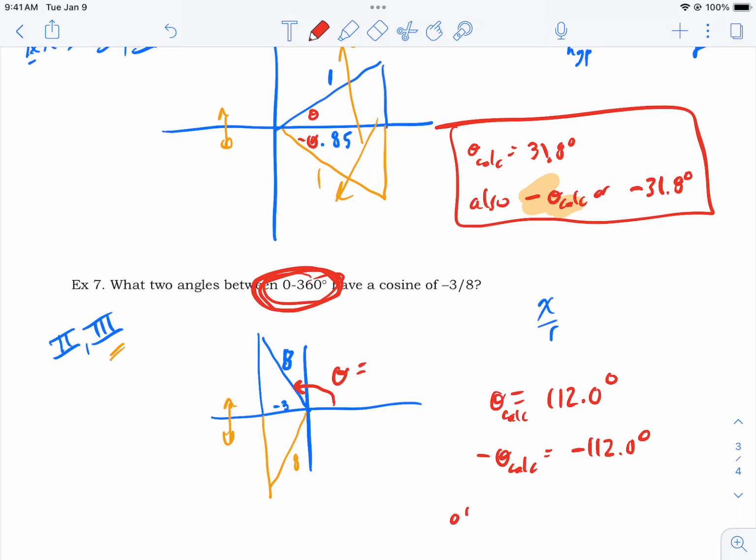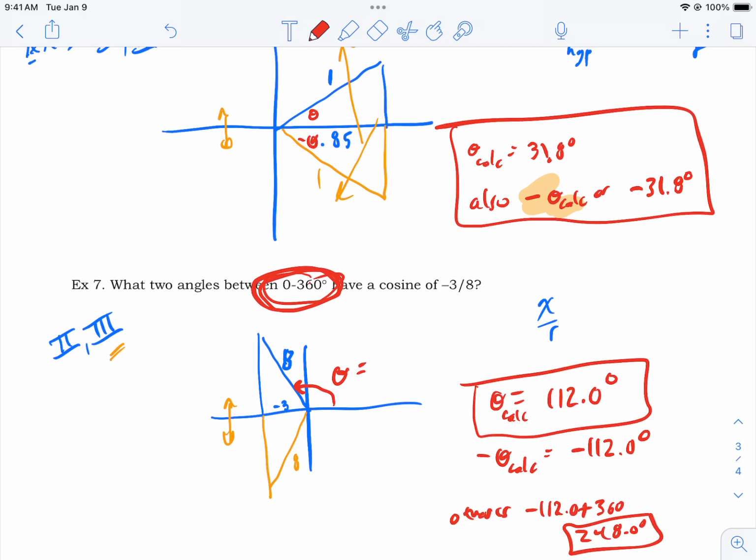So I'm going to say the other is, let's see now. Well, you could always add 360, right? You can always add 360 to get an equivalent angle. So negative 112, negative answer plus 360. Boom. So that would be 248.0 degrees. Okay, so what is it that I'm really doing here? I guess it's 360 minus. Yeah, that's what I would be doing.